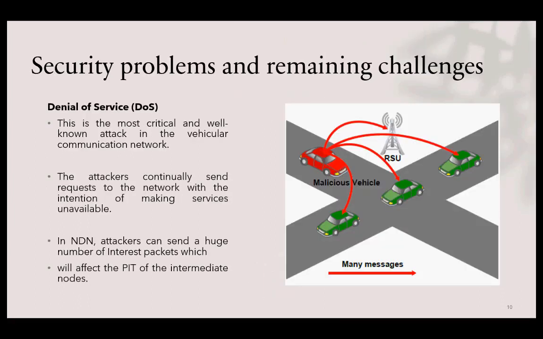So some of the security problems and remaining challenges that exist in VANET are as follows. The first one is the DOS, the denial of service. This is the most critical and well-known attack in the vehicular communication network. It is too worrying when it is related to urgent communications that can affect human life. The attackers continually send requests to the network with the intention of making services unavailable and preventing V2V and V2I communications.